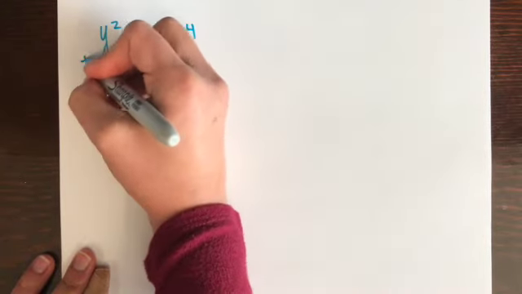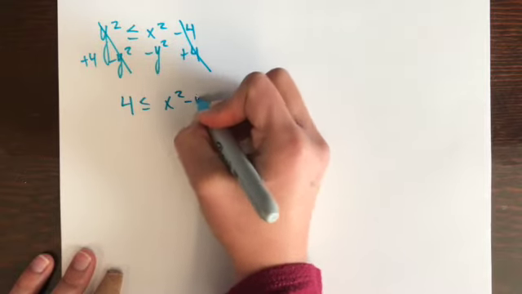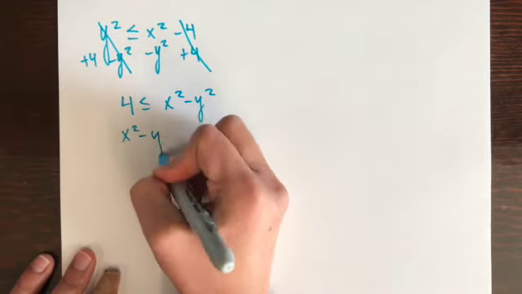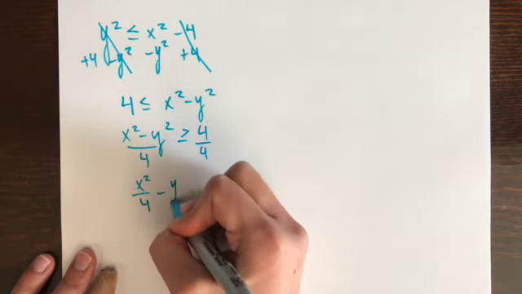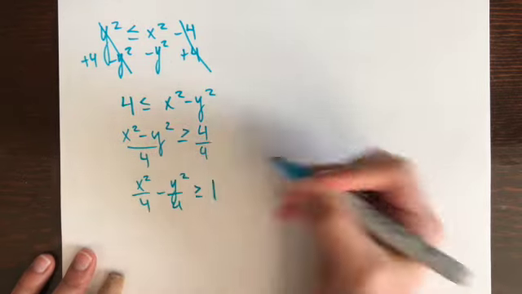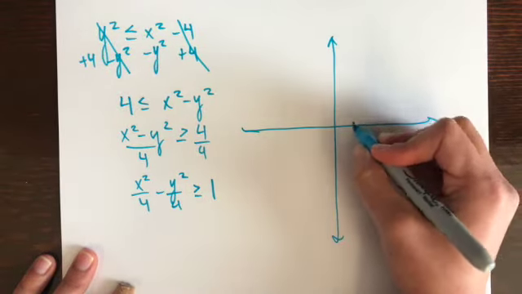Okay, let's suppose that I have an inequality with a less than or equal to sign. And let's suppose I rearrange this so that I get 4 is less than or equal to x squared minus y squared, and then x squared minus y squared is greater than or equal to 4. I'm going to divide both sides by 4, and I get x squared over 4 minus y squared over 4 is greater than or equal to 1.